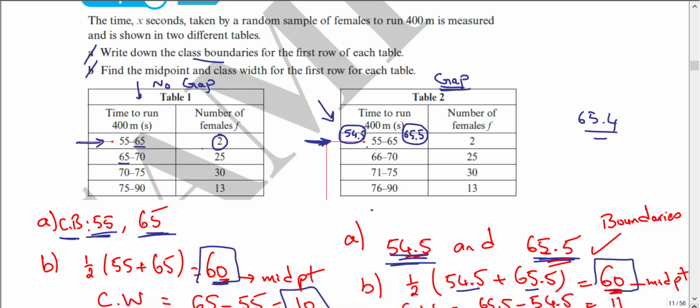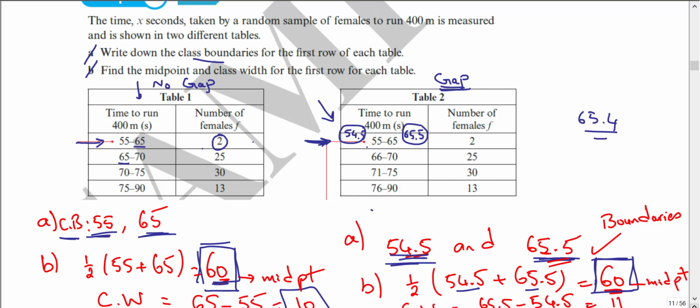So 54.5 plus 65.5 multiplied by half, or just divided by 2. You get the same midpoint. So the midpoint doesn't change, even when you change the class boundaries.